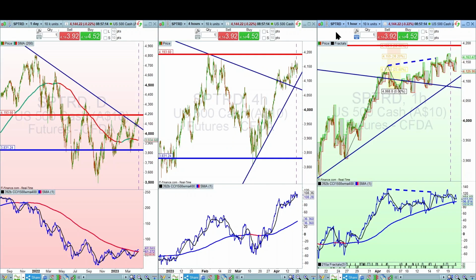Today's April 20, 2023. This is the US S&P 500 market update. On the daily, we've actually broken up through the CCI 1500 moving average, which is our key indicator, through the moving average of the 400, but ever so slightly. But on the 4 hour and the hourly, you can see we're in upswings, so just be aware of that. Let's drill down on each of these.